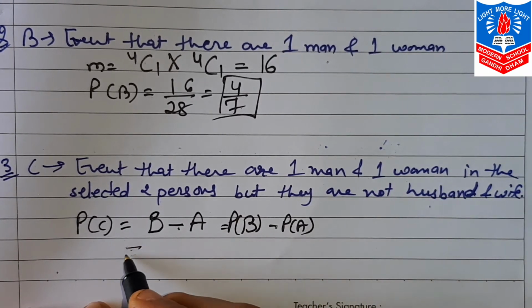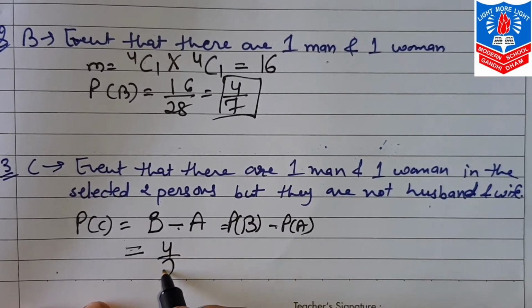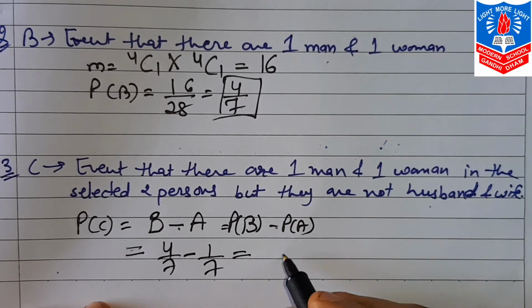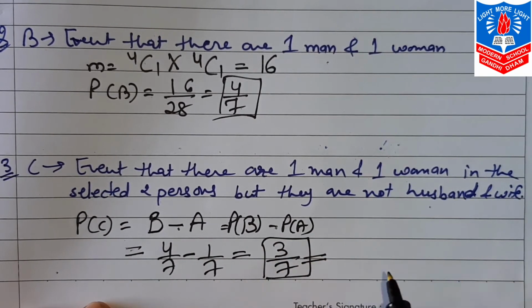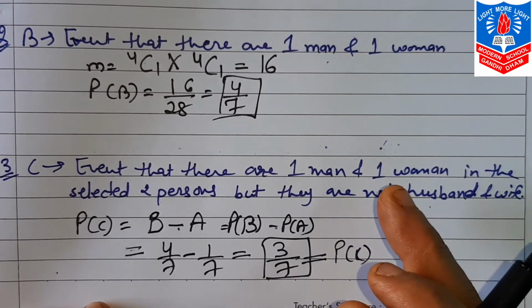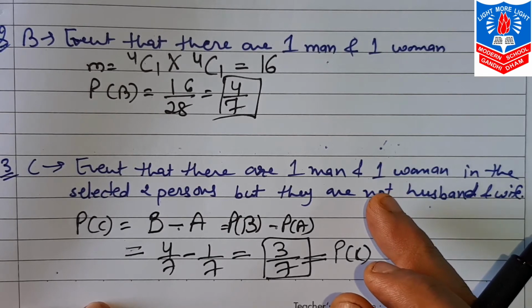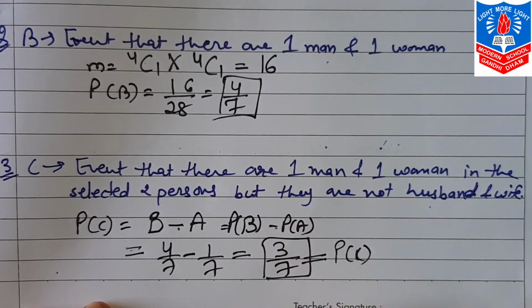So probability B is 4 by 7. Probability A is 1 by 7. If you subtract, we get 3 by 7. So this is your probability C, where they are one man and one woman, but they are not husband and wife. So this is the simple way I have shown. You can do it some other way also, no problem. And as I said, from the board point of view this question is very, very important. Many times in board it is asked.